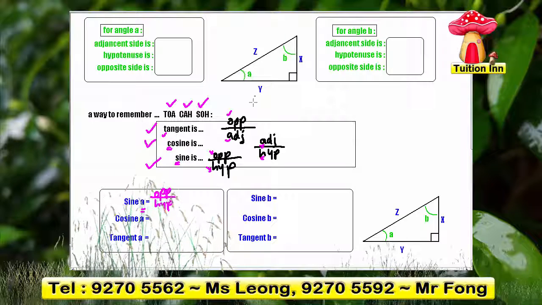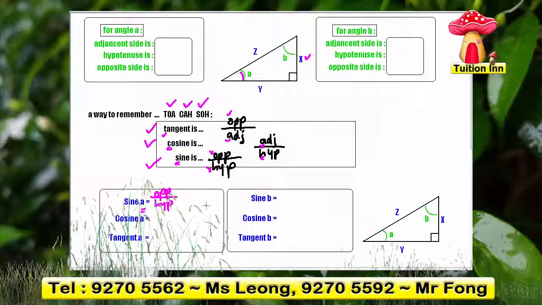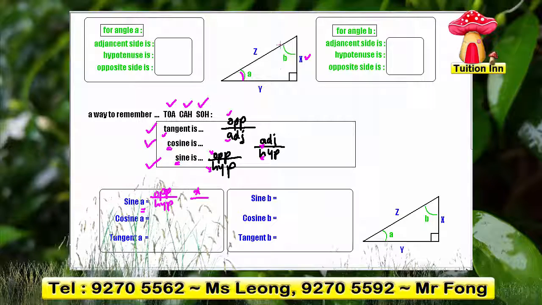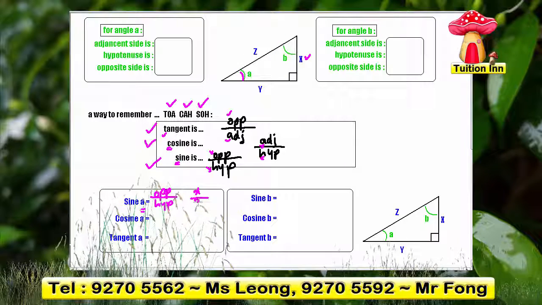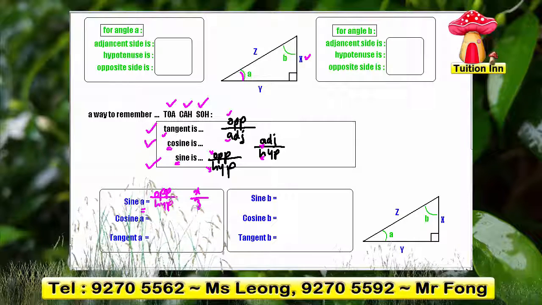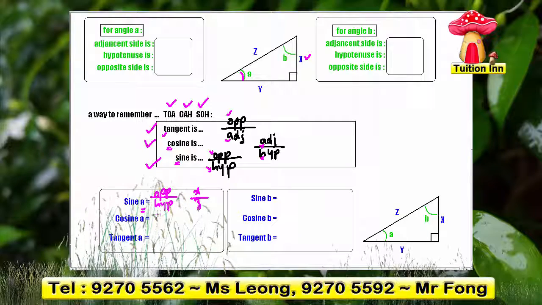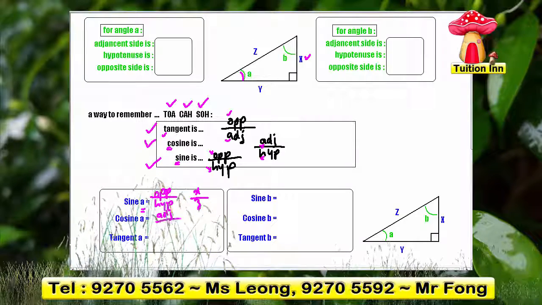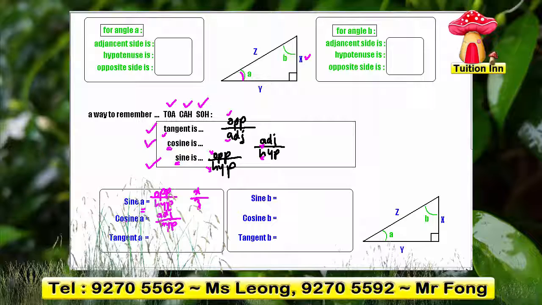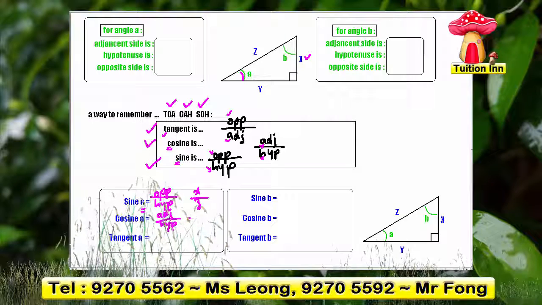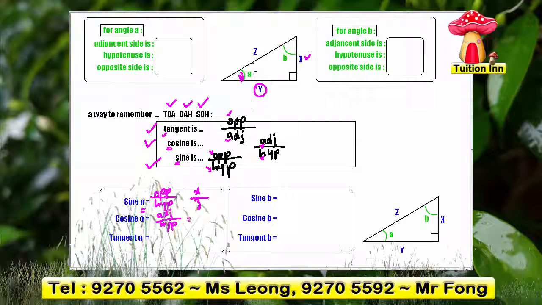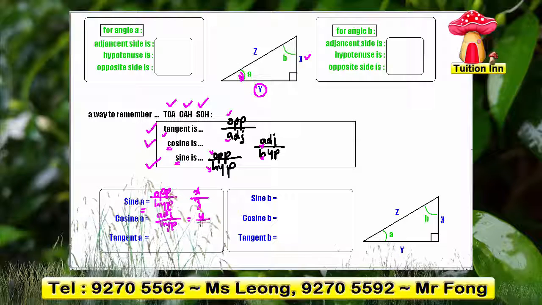The opposite for angle A is your x. Hypo is the same for anybody; it's always the length facing the 90 degrees, so it's z. So when you have sine of angle A, you use length x over length z. Cosine A will be adjacent over hypo, because it's CAH. From there, the adjacent for your angle A is your length y, over your hypo, which is z.